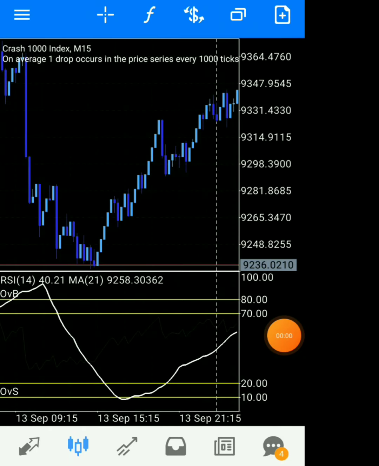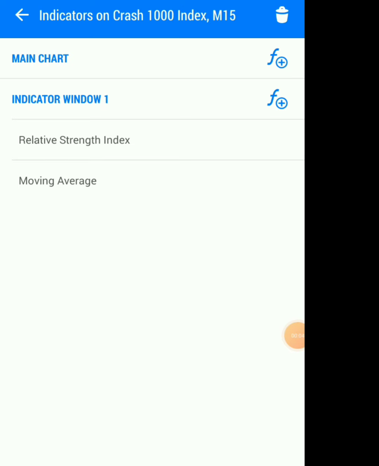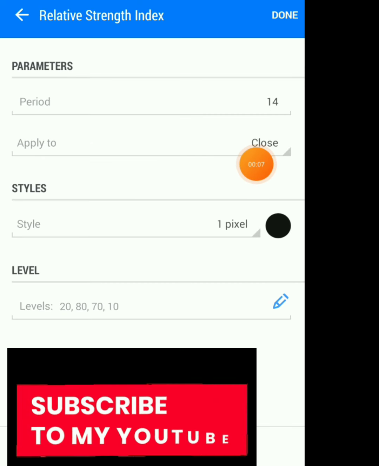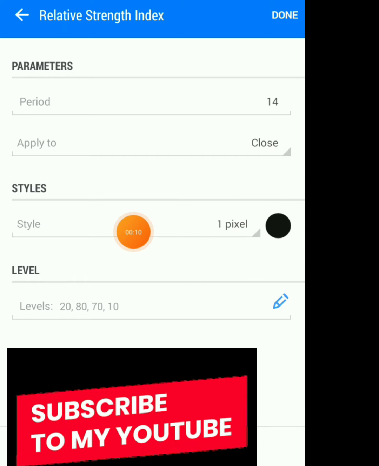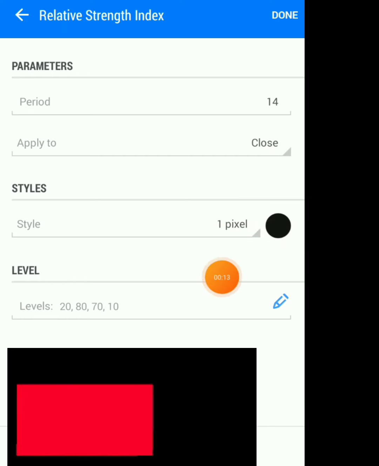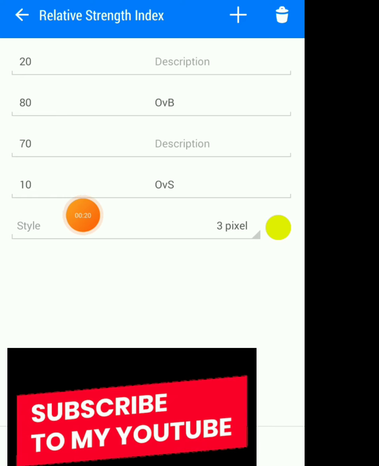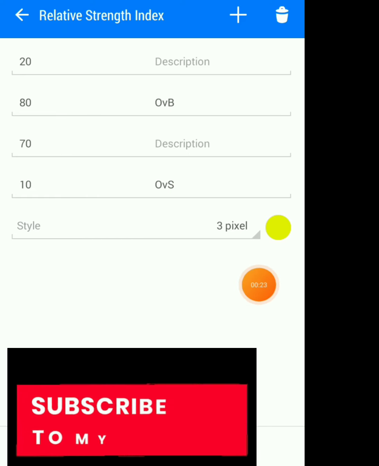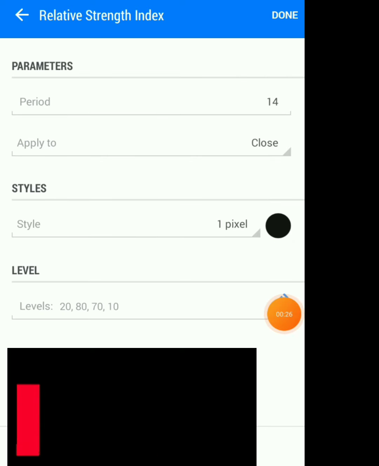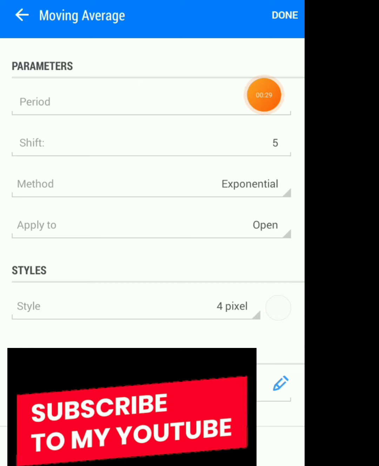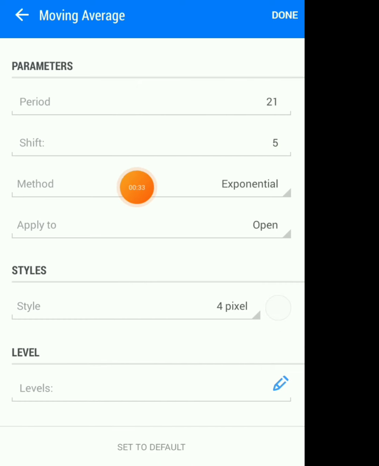Now for the settings, you have the RSI indicator, period 14, apply to close. Make sure the style is 1 pixel, and the color is the color of the background, because you don't want to see anything from the RSI on your chart. Then under your levels, you have 20, 80, 70, and 10, OVS oversold, OVB overbought. Then you have the moving average with 21 as period, shift 5, method exponential, apply to open. Style, white, or whatever color you desire, but make sure it's visible against the background. There's no level on that, then you click on done.